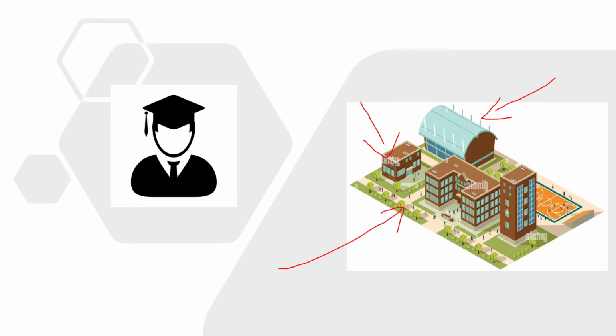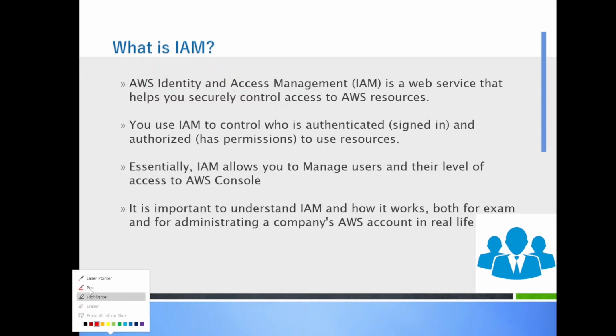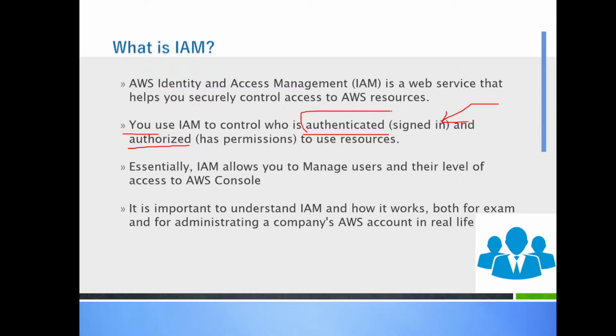So this is a direct comparison with your IAM. You use IAM to control who is authenticated. Authenticated means signed into your AWS account. Okay, and authorized means having permission to use resources. Now, that's two different things, or altogether a different meaning, authentication and authorization.